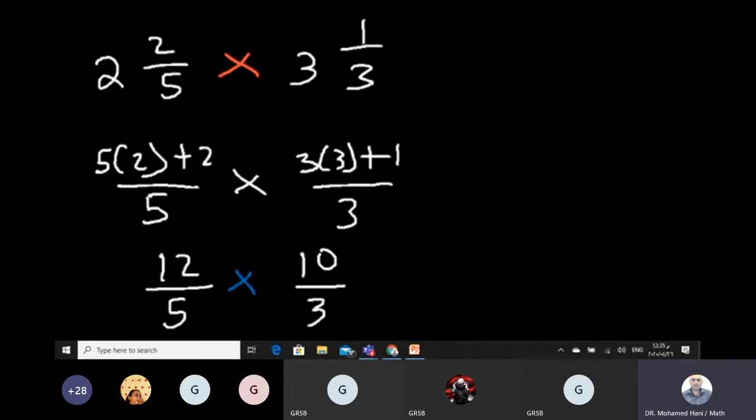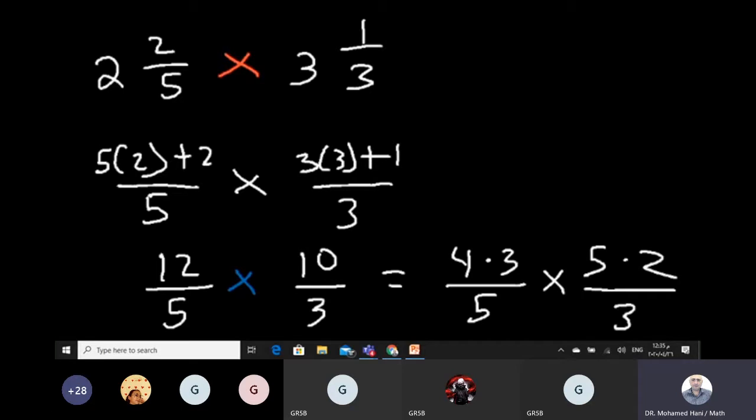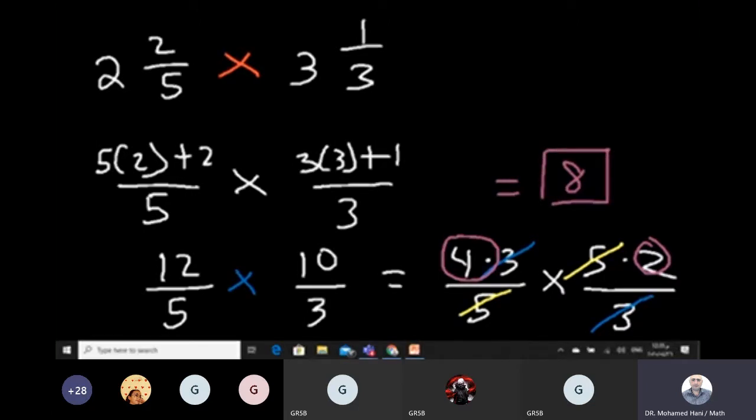So now we can multiply 12 and 10. That's going to be 120. And then 5 and 3, which will be 15. But then we'll have to reduce the fraction. And now we have a large number to deal with. So let's make our life a lot easier. Let's break down the 12 into 4 and 3. And let's break down the 10 into 5 and 2. So notice that it's a lot easier. We could cancel a 3, and we can cancel a 5. And so all we have left over is 4 times 2, which is equal to 8. So 12 over 5 times 10 over 3 is 8.